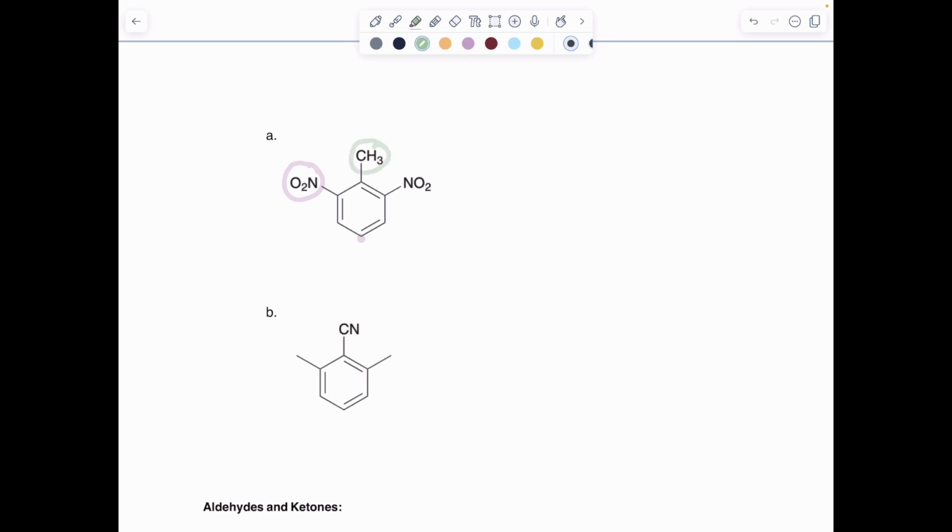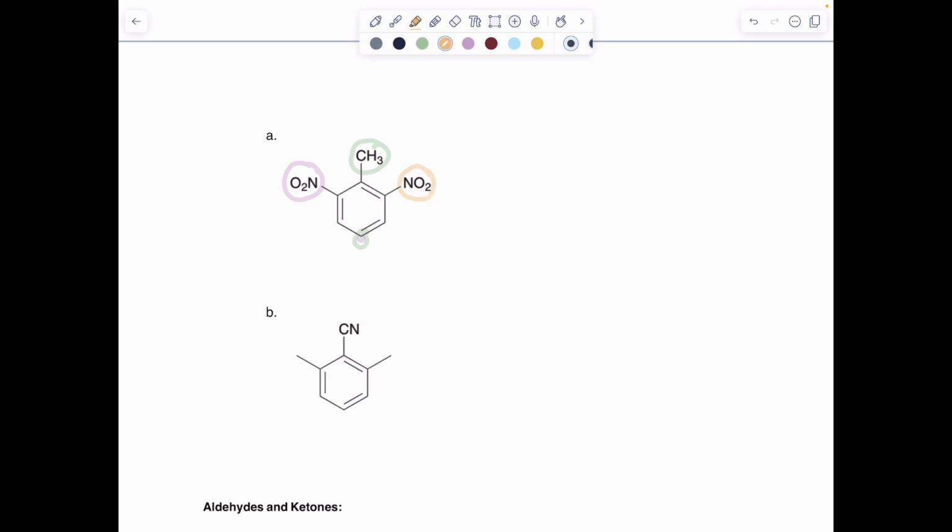This methyl group is an electron donating group and it directs ortho-para. So the ortho positions relative to the methyl are already filled out by the nitros, so those are not available. The para position is available. So currently we have 2, the nitro and the methyl are both directing to that bottom carbon. And then let's check this last nitro group.